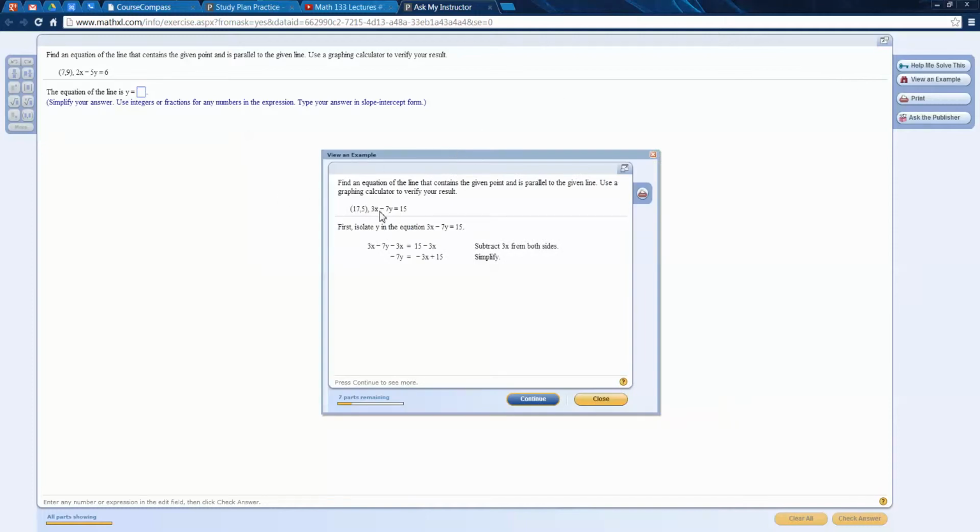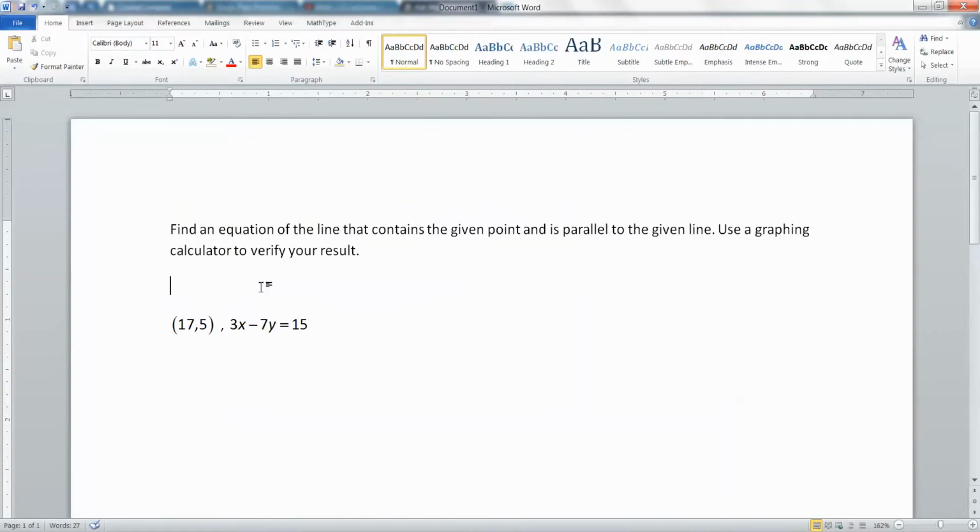All right, and I know this is really tiny, so I'm going to copy and paste this into a Word document so I can make it big. Hold on one second. Poof, there it is. Okay, so it says find an equation of a line that contains the given point and is parallel to the given line. Use a graphing calculator to verify your work. All right, so there's the instructions.